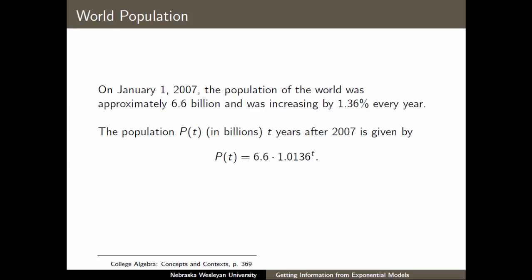If I let P of t be the population in billions, then the population after t years is the 6.6 initial value, which represents 6.6 billion, times a growth factor of 1.0136 to the power t. I get this growth factor using the fact that the growth factor should be 1 plus the growth rate of 0.0136. That's our 1.36% growth every year.